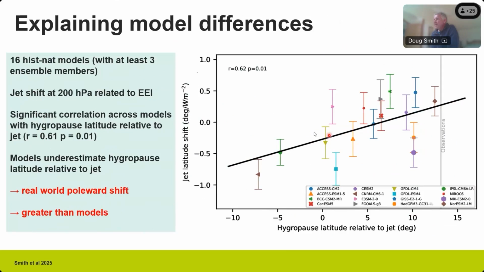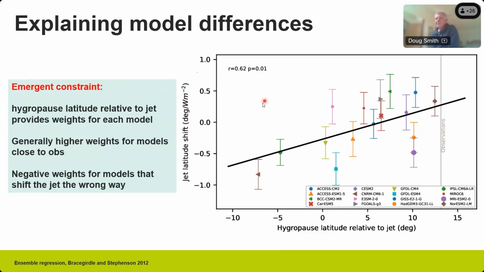So you can see that there is a high, significant correlation across the models when we look at this hydropause latitude relative to the jet compared to the jet latitude shift for a positive energy imbalance. And the observations are slightly more poleward, if anything, compared to all of the models. So this suggests that the real world would have a poleward shift with a positive energy imbalance, and potentially greater than is seen in the models.